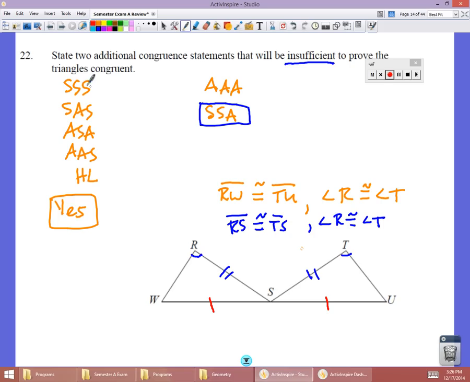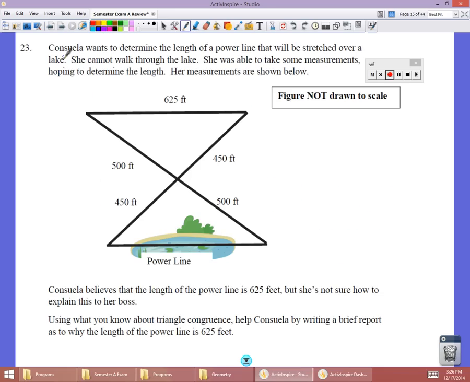Okay, moving on to problem number 23. It says Consuela wants to determine the length of a power line that is stretched over the lake. She cannot walk through the lake. She was able to take some measurements, hoping to determine the length. Her measurements are shown below.